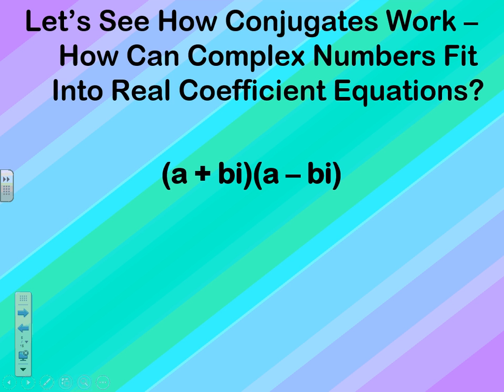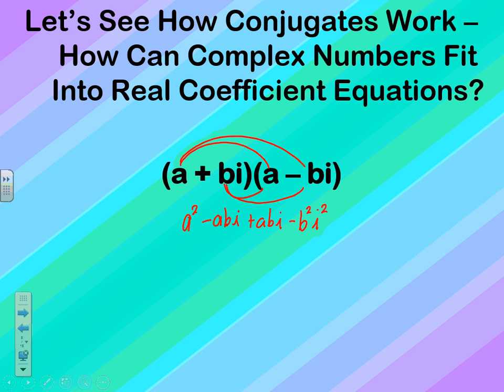But just to show you again through the FOIL process why, a times a is a squared, a times negative bi will be negative abi. bi times a will be a positive abi, and bi times negative bi will be negative b squared i squared. Please keep in mind, when you're multiplying the complex parts together, you have to multiply the a's too.